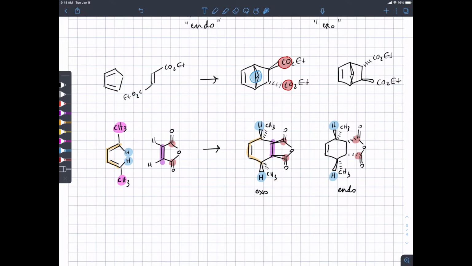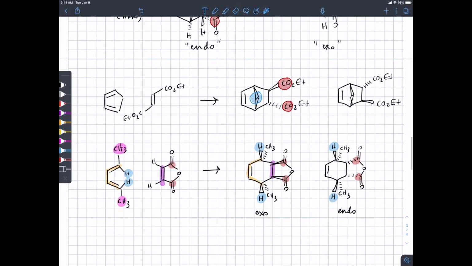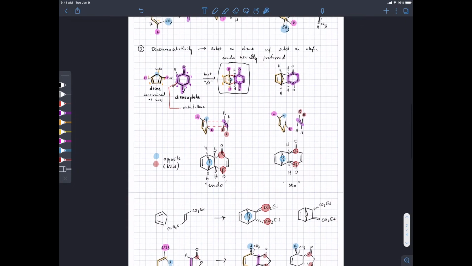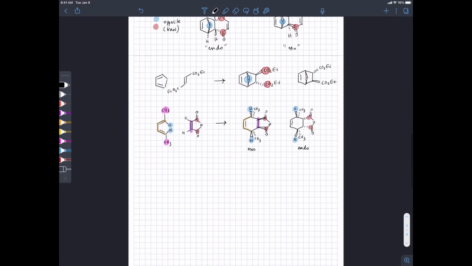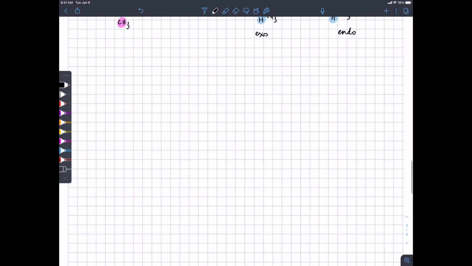When you can assign it is when the olefin has two groups that are cis to each other. All right, so that's the diastereoselectivity piece. The last thing we need to consider is regioselectivity.